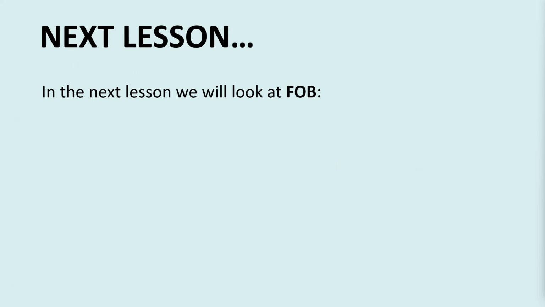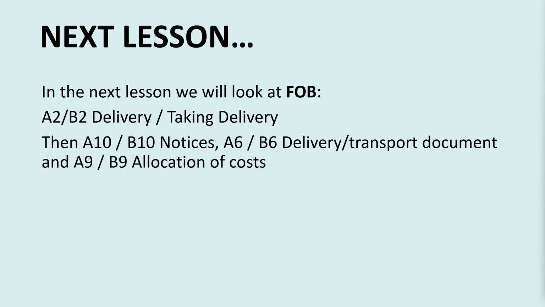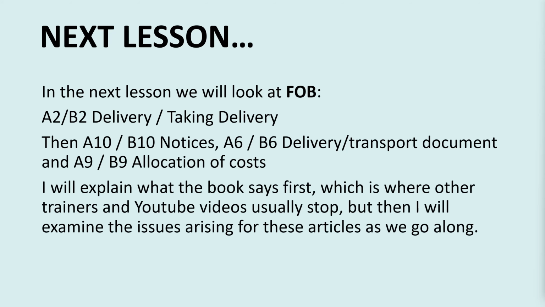Next lesson then will be FOB, A2 and B2 delivery, taken delivery, then A10, B10 notices, A6 and B6 delivery and transport document, and A9, B9 allocation of costs. Again, as always, I'll explain what the book says first, which is where the others stop if they get that far, but then I will examine the issues arising for these articles as we go along, just as I have with this rule FAS and previous ones.